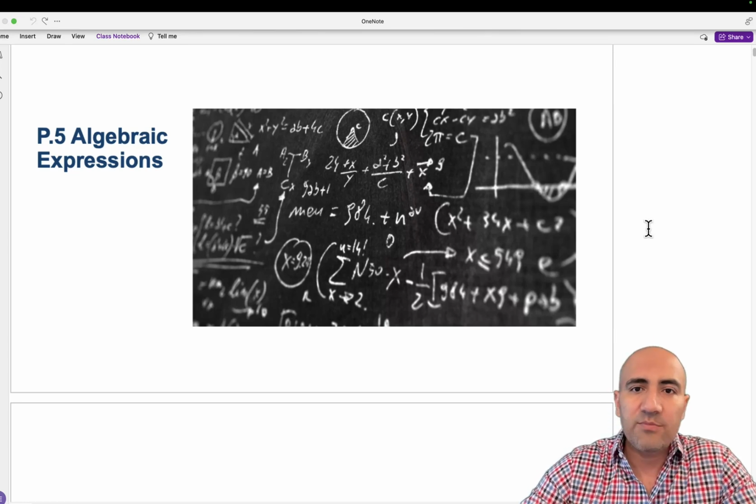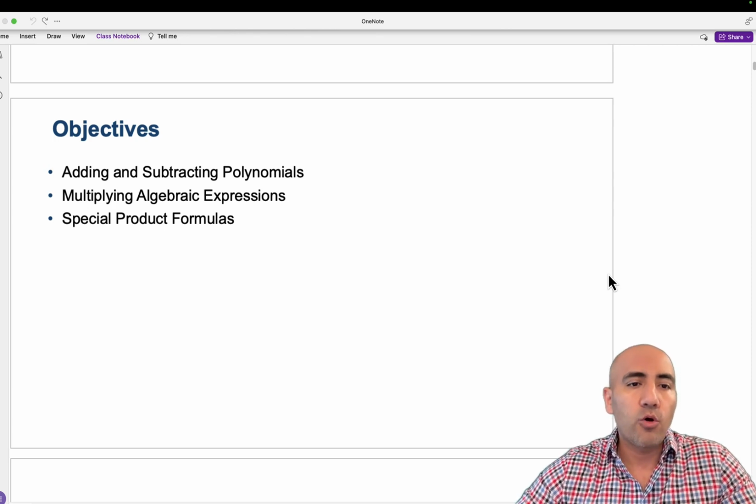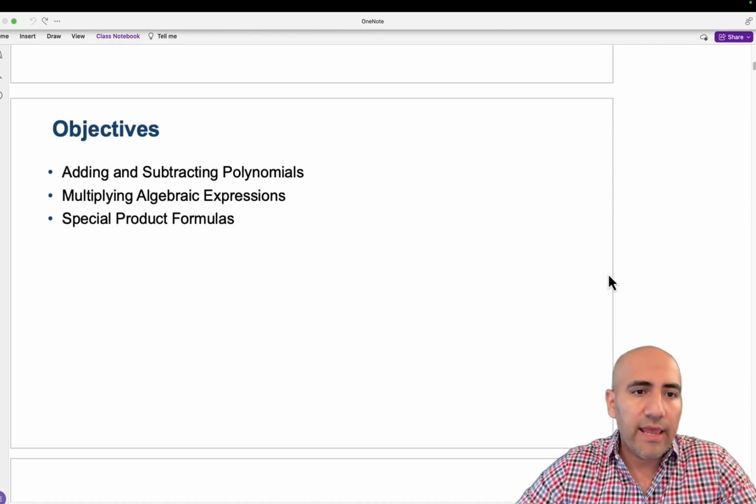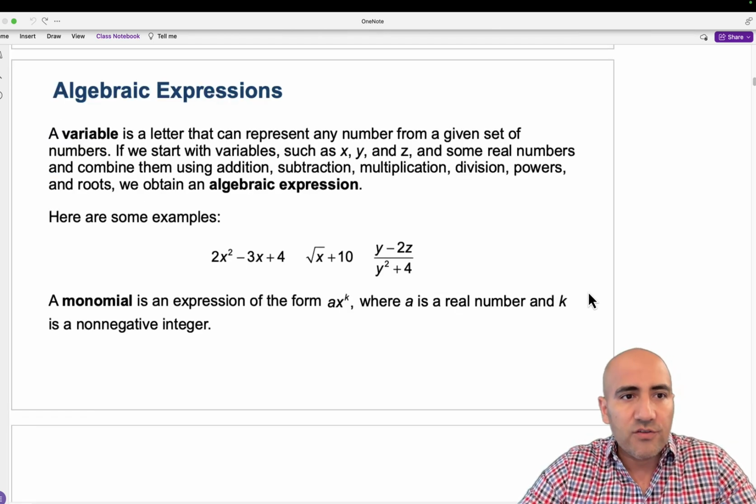Okay, algebraic expressions. In this section, we will be covering how to add and subtract polynomials, multiplying algebraic expressions, and special product formulas. Okay, algebraic expressions. So a variable is a letter that can represent any number from a given set of numbers. If we start with variables such as x, y, and z, and some real numbers, and combine them using addition, subtraction, multiplication, division, powers and roots, we obtain algebraic expressions.